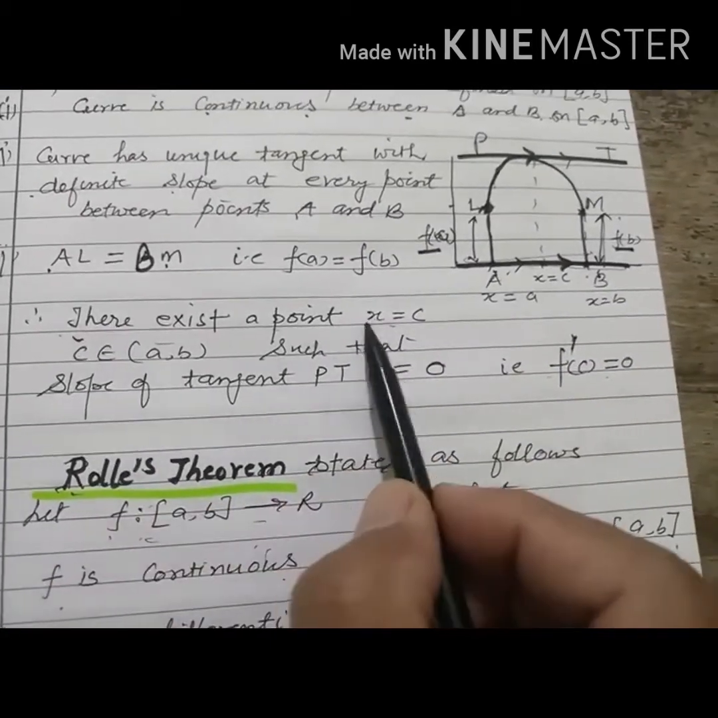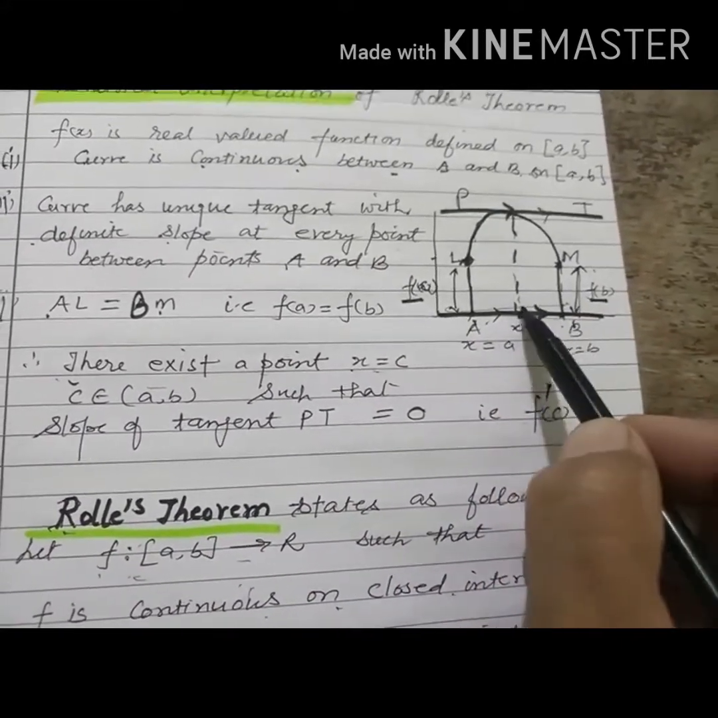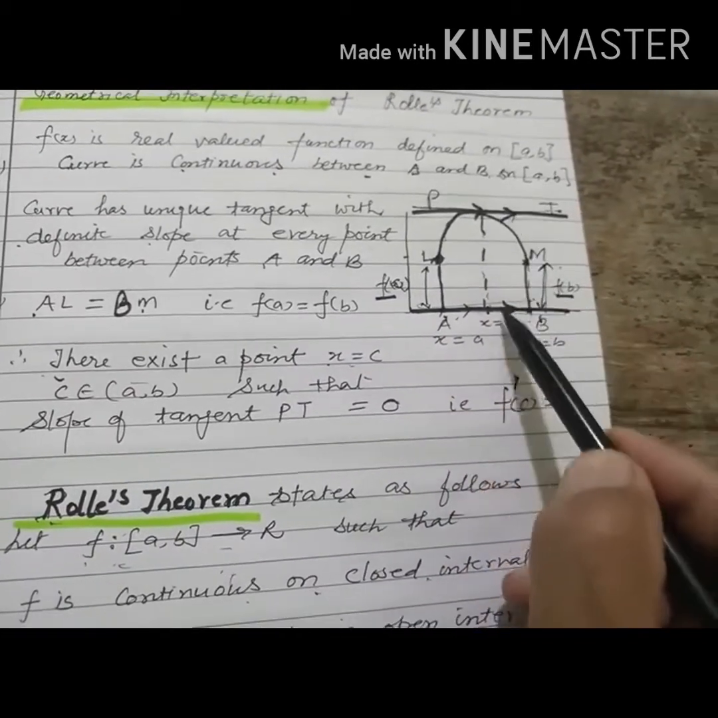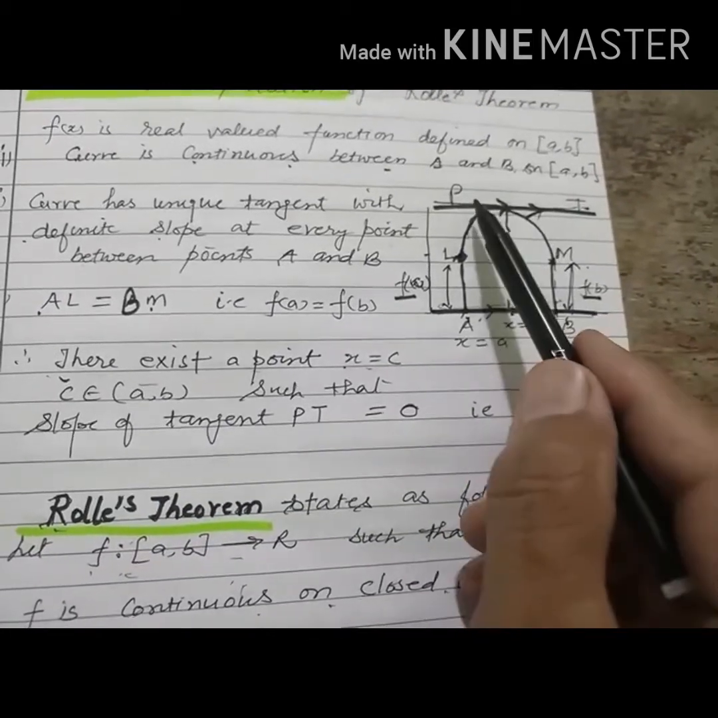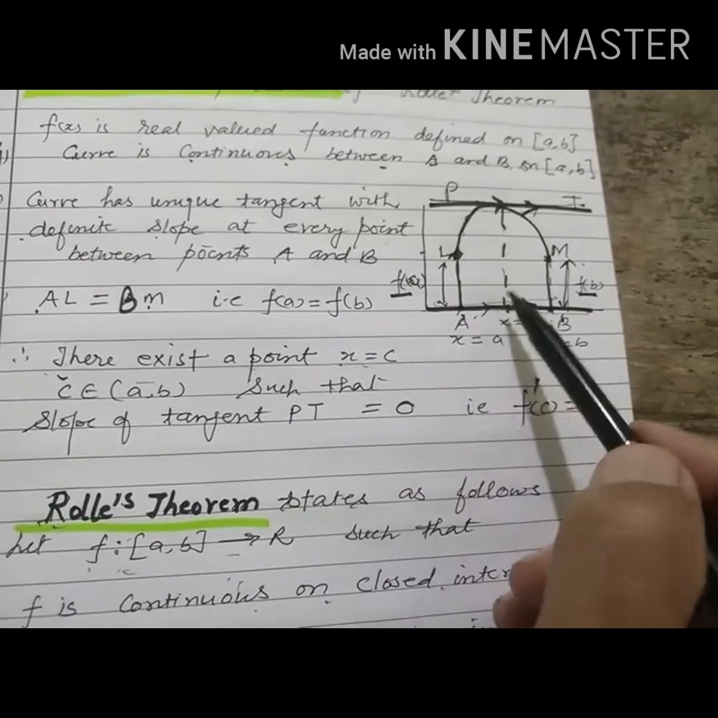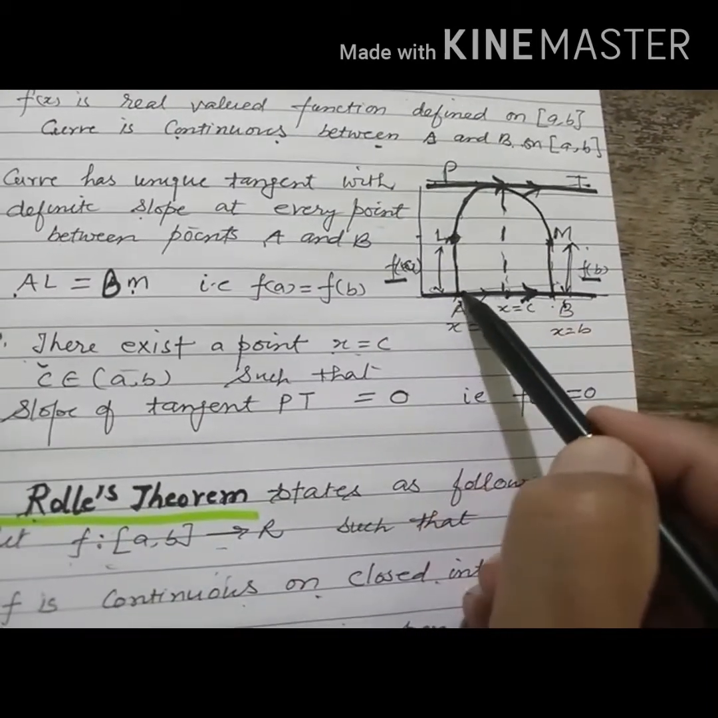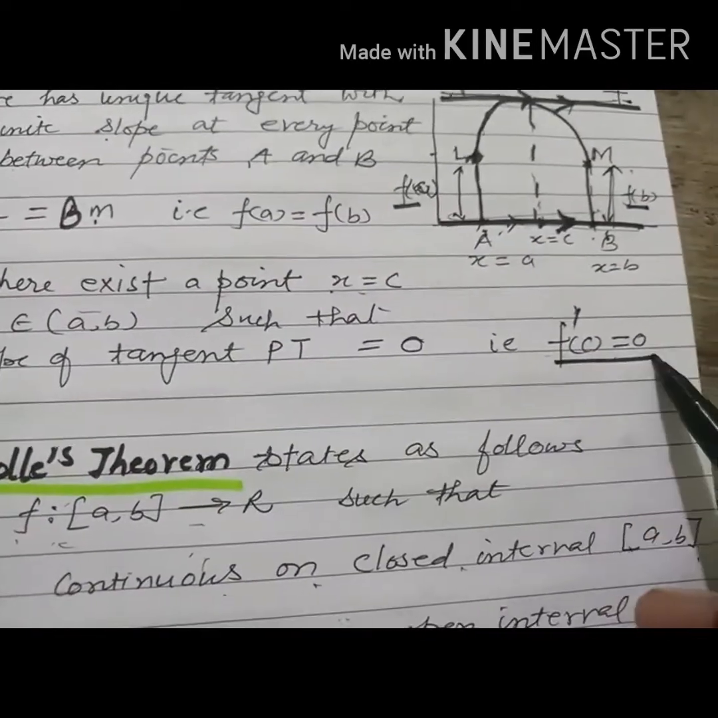Then there exists a point C, where if you plot the tangent to the curve, this tangent will be parallel to the x-axis, this way. And if any tangent is parallel to the x-axis, its slope is going to be 0. Why is the slope 0? Because it's not making any angle with the x-axis. So tan 0 is 0. So that means slope equals 0.